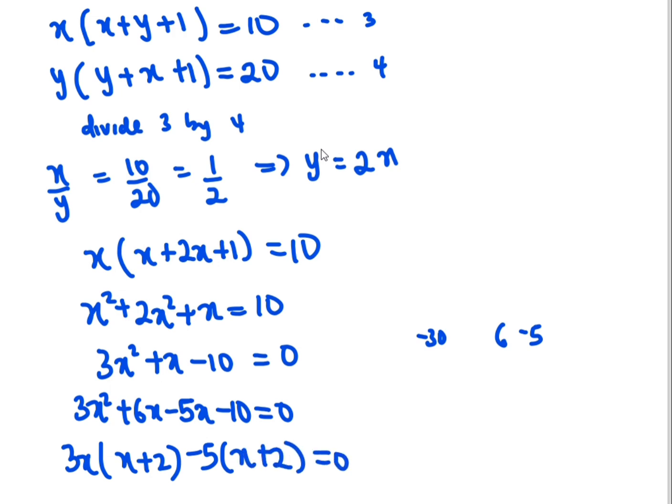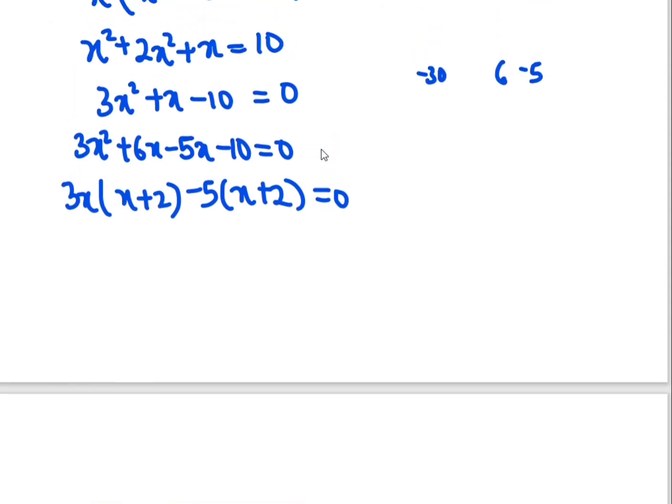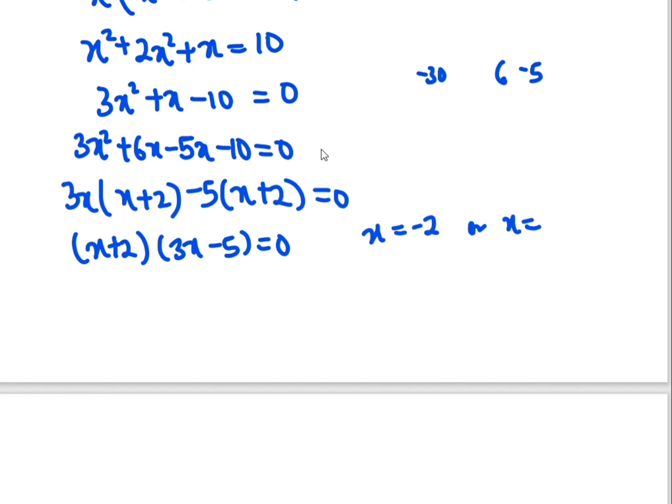Now we can see that x plus 2 is common to both sides. So here I'm going to have x plus 2 times 3x minus 5 equals 0. So here I have x equals negative 2 or 3x minus 5 equals 0. If you simplify this, it should give you 5 divided by 3. This is easy to do. We have 3x minus 5 equals 0, 3x equals 5, so x equals 5 over 3.